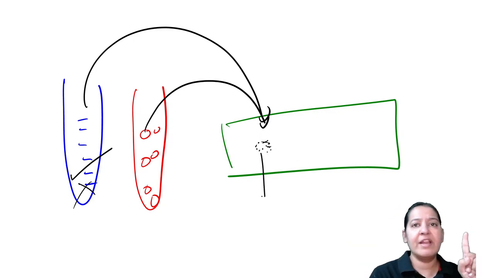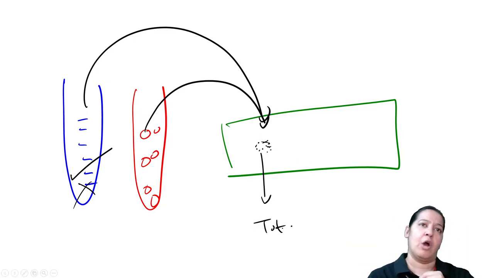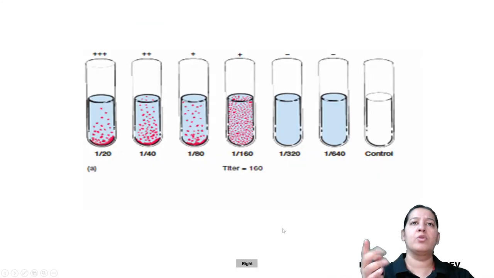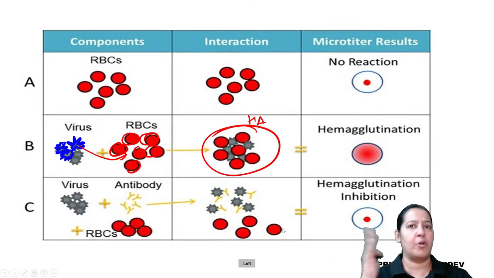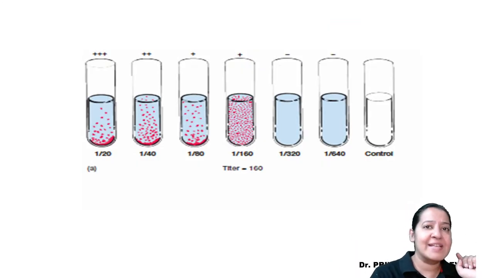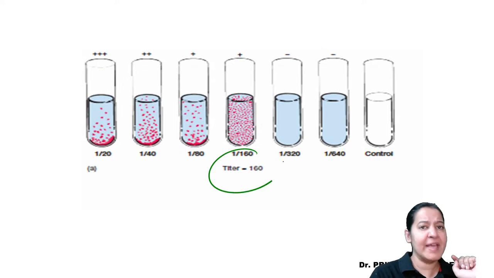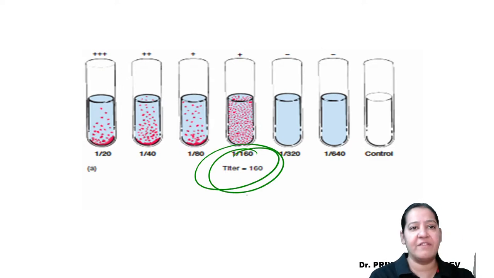So it will give you total count. You can do it on a slide also. You can do it in multiple test tubes also. In slide, you will say, ma'am, either it is absent or present. But in test tube, you can tell me the exact titer. Based on the exact titer, you can tell me the quantity of the virus in the specimen.